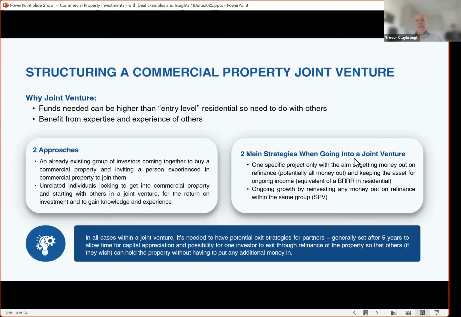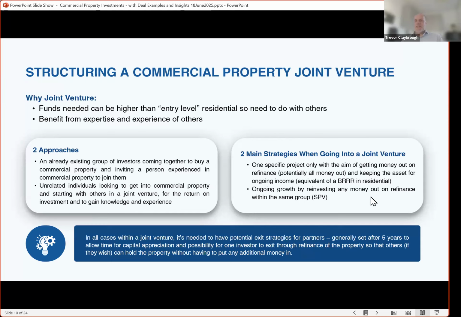And then we've got 2 main strategies when we're going into a joint venture. We've already covered the fact that generally the type of deal that we're going for is one where after a few years, we're able to refinance and get all the deposit money out. So either people are going into a joint venture with the idea of actually getting that money back physically after, for example, 3 years, to be able to use on something else. And then the other approach is ongoing growth by reinvesting money out on refinance within the same group.